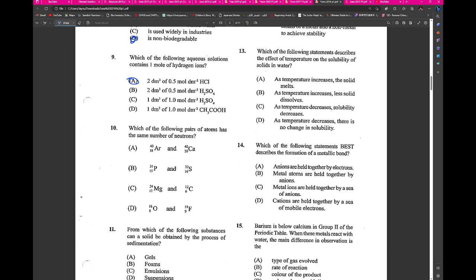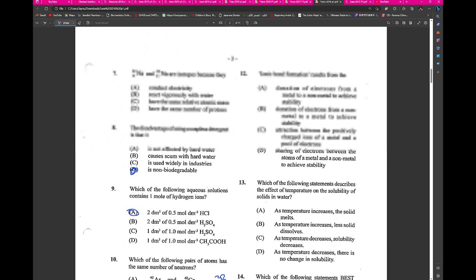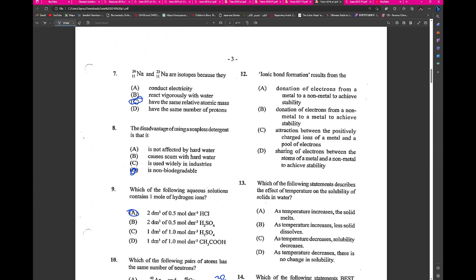Which of the following pairs of atoms has the same number of neutrons? It would be B, because if we have 31 minus 15, right, or 32 minus 16, we should get the same number, right? From which of the following substances can a solid be obtained by the process of sedimentation? This would be in suspensions, right? So ionic bond formation results from the attraction of a positively charged ion of a metal and donation of electrons from one metal to a non-metal to achieve stability. Could be that.